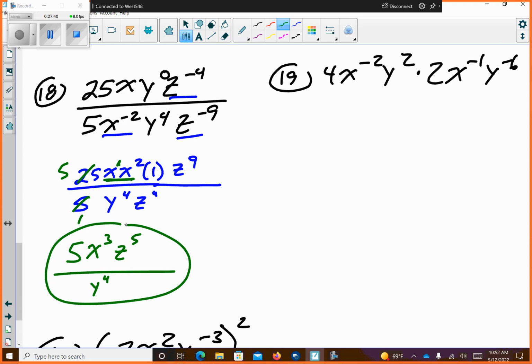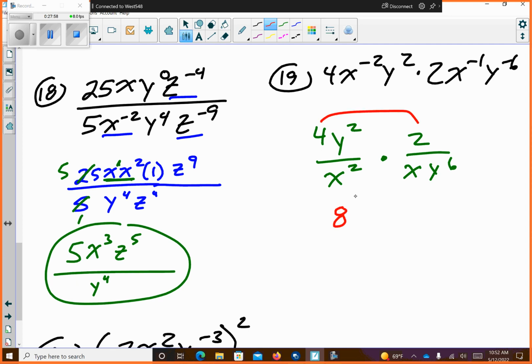Love it. All right, let's rewrite this, not having negative exponents. So 4y squared over x squared times 2 over x, y to the 6th. Okay, let's start combining things. 2 and 4 gives me 8. How many y's on top? 2. How many on bottom? Who wins? Bottom by how many? And what do I do with the x's? No, that's x. Combine them, right? Done.